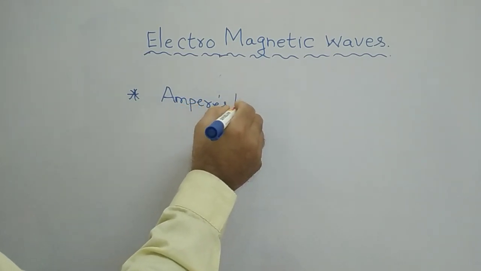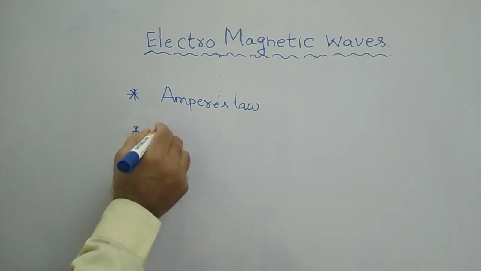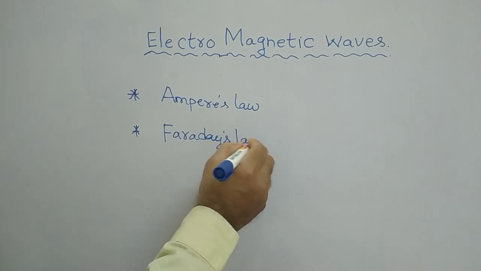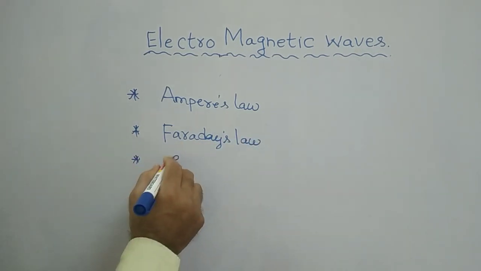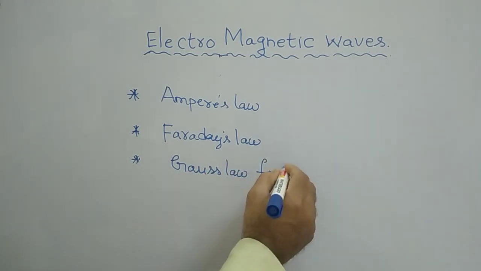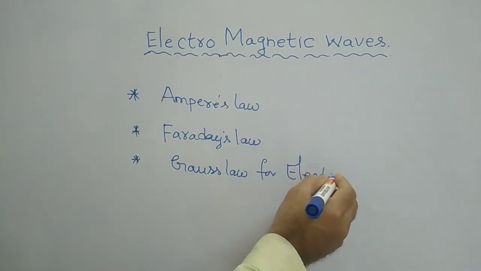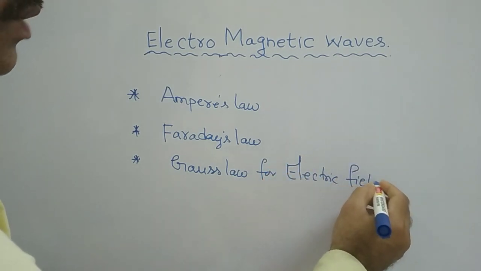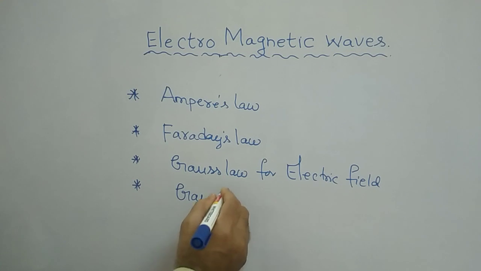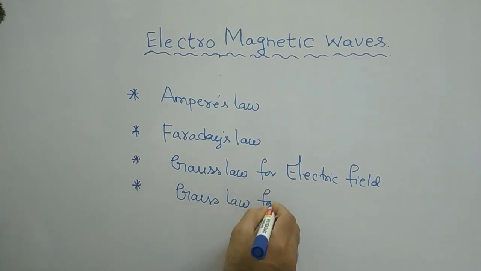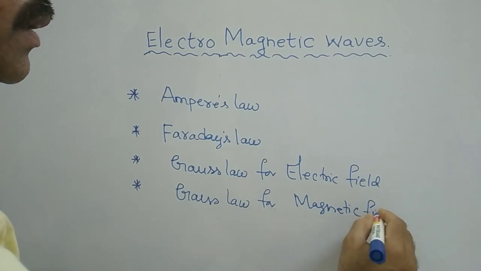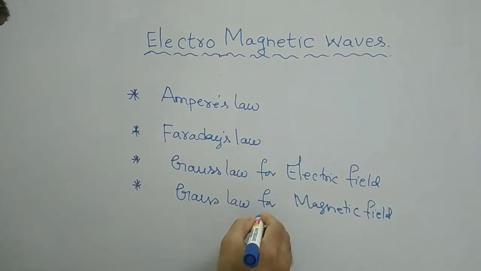Okay, the first one is Ampere's law. What is the second one? The second one is Faraday's law, and the third one is Gauss's law, is it not? It is Gauss's law for electricity, or for the electric field, you can say. And the fourth one you can call the same Gauss's law for the magnetic field, right? I will explain a little bit now. Gauss's law for the magnetic field.